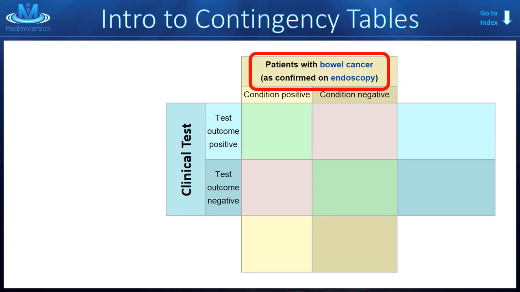On the top, we're using endoscopy as the gold standard, meaning that if the surgeon sees colon cancer on endoscopy, then the patient definitely has cancer. If the surgeon does not see cancer, the patient does not have cancer. In other words, just yes or no, does the disease exist in this patient?